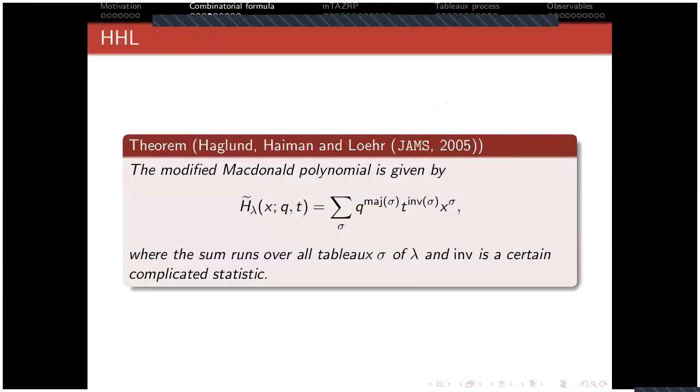Okay, so there's another statistic, which is the inv, which is much more complicated. I'm not going to define it, I'll do something very similar. In this influential paper, Arvind Ayyer showed that H tilde lambda can be written as a sum over all tableaux sigma of shape lambda, this kind of diagonal representation, where you take x to the sigma, q to the maj of sigma. I admit I'm not explaining inv, but the spirit is, I hope, clear.